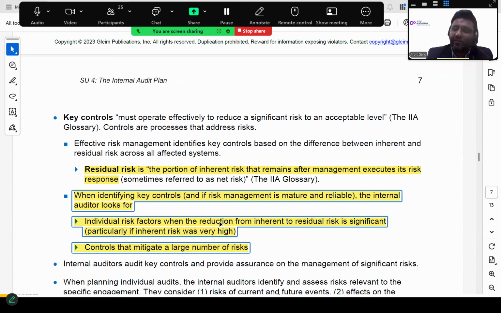Like we discussed, if the inherent risk is high, or let's say critical, and after the control it is low, it means that whatever risk response is there, the control is very important. It is reducing risk from critical to low, and that becomes an area to be tested. And if controls mitigate a large number of risks, that control is very important to be tested. Otherwise, it will impact so many things.